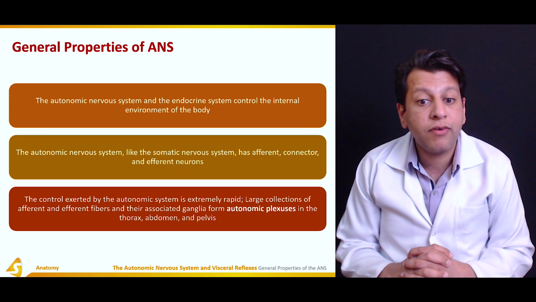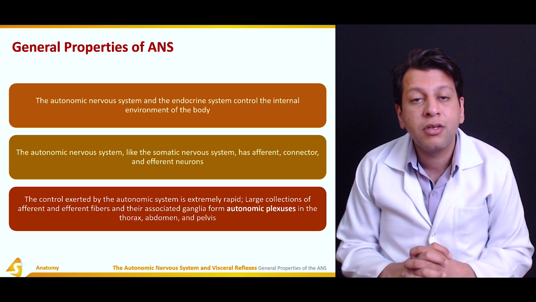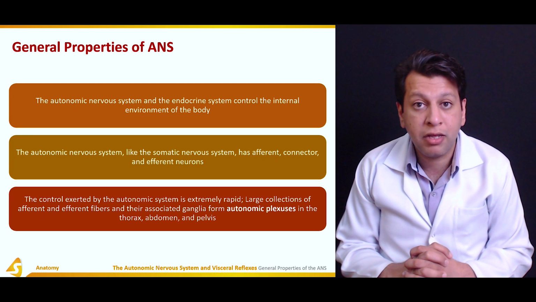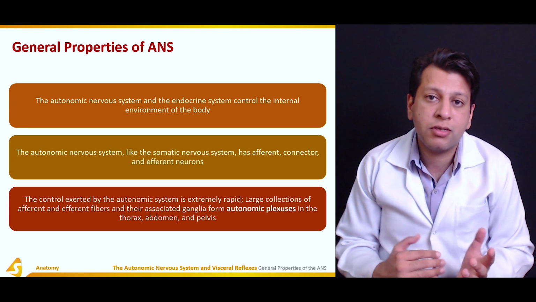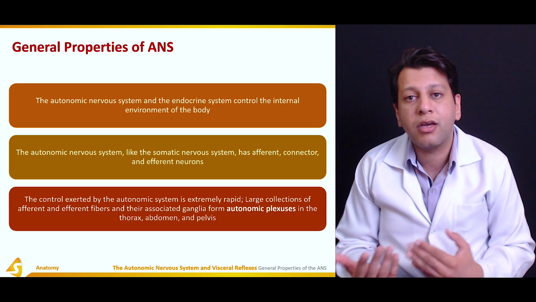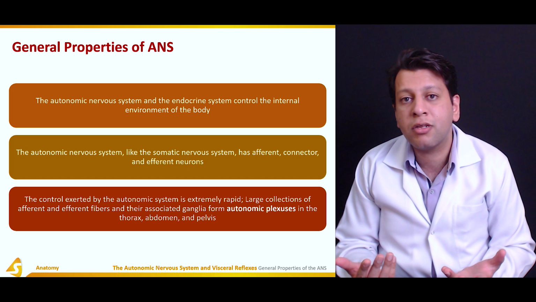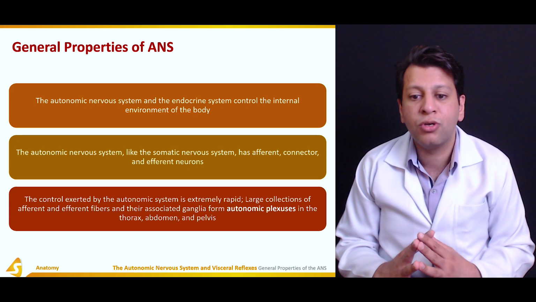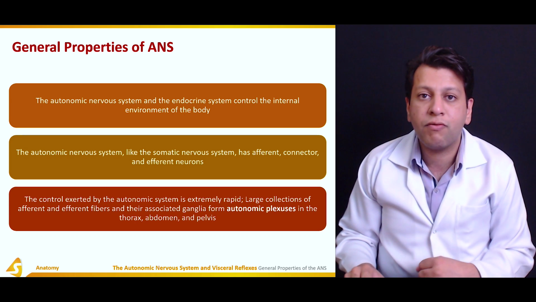Large collections of afferent and efferent fibers and their associated ganglia form autonomic plexuses in the thorax, abdomen, and pelvis. We'll be discussing the thoracolumbar outflow of the sympathetic nervous system and the craniosacral outflow of the parasympathetic nervous system. We will be going through these ganglia and how they are formed in our body.